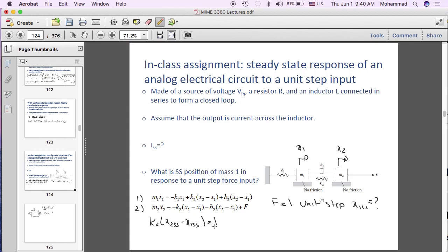Okay, now let's go to equation 1. Do the same thing. Drop every term that has dot or double dot. And what you have in that equation is minus K1 x1 steady state plus K2 times (x2 steady state minus x1 steady state) equals 0. Okay? So where do you go from here? What can we do?